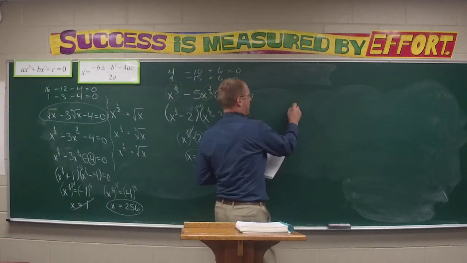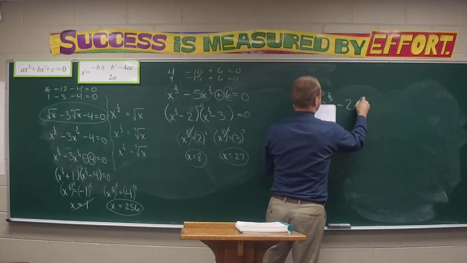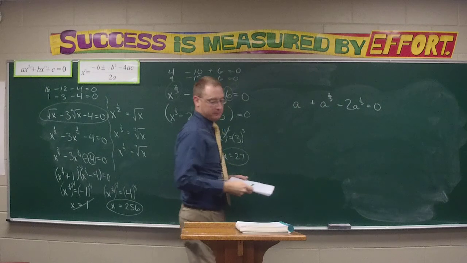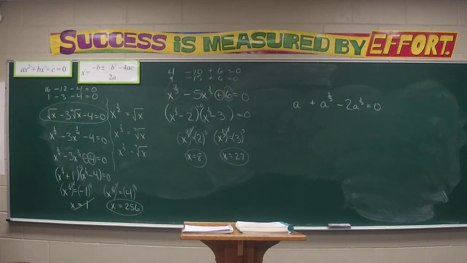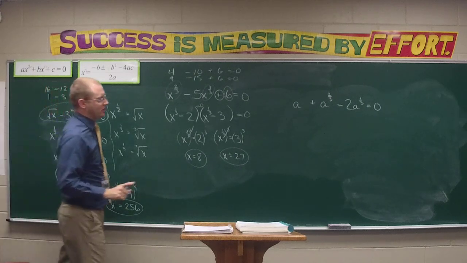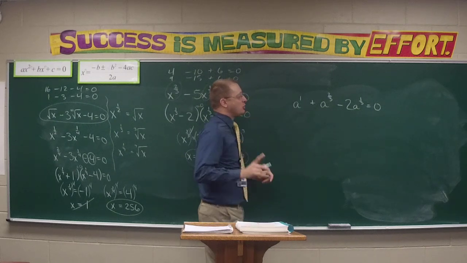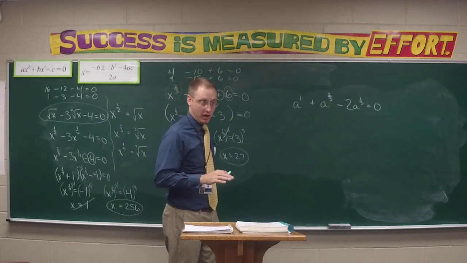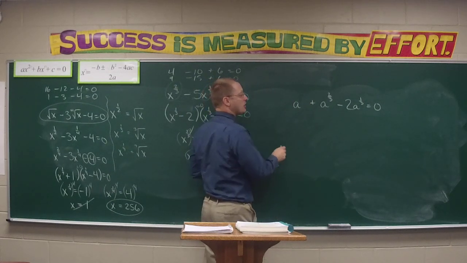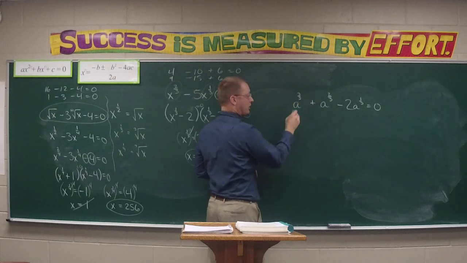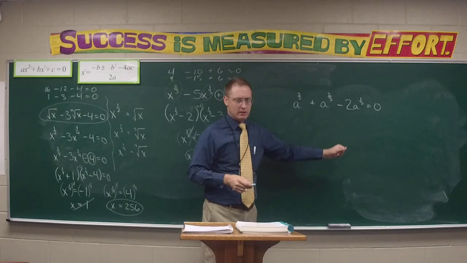Write this one down if you would. A to the 2/3 minus 2a to the 1/3 equals 0. Now here, what is the exponent of my first a? It's a 1. But I could rewrite a 1 as a fraction of anything over itself. In this case, instead of writing a to the first, let's write it as a to the 3/3. And do you see we've got a descending cube squared? Wait a second, is that in quadratic form?